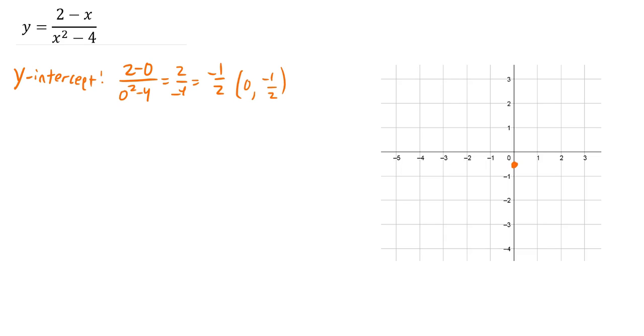(0, negative 1/2). The horizontal asymptote is going to come from there being a bigger exponent on the bottom. Bigger on bottom, 2 bigger than 1. Bigger on bottom means my horizontal asymptote will be 0. My horizontal asymptote: y equals 0.